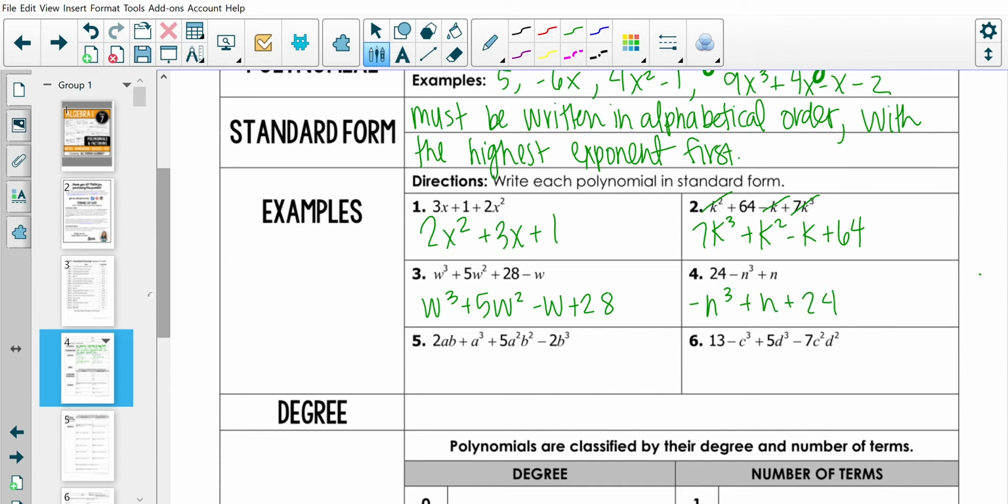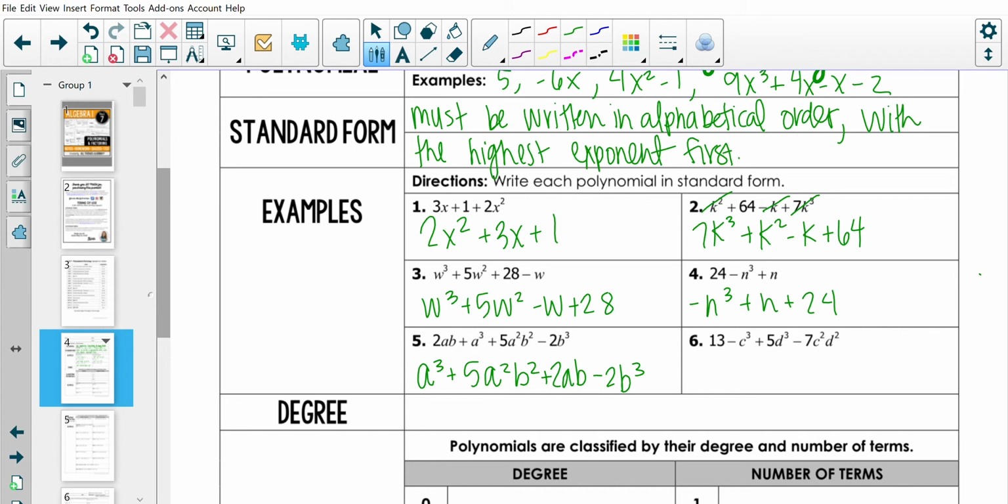All right, we're getting wild here. So, where should we start? You would start with a. So a cubed. Plus. And then what's going to come next? The 5. The 5a squared b squared. And then 2ab. And then minus 2b cubed. Okay, so you look at whatever comes alphabetically first, and then go from there.